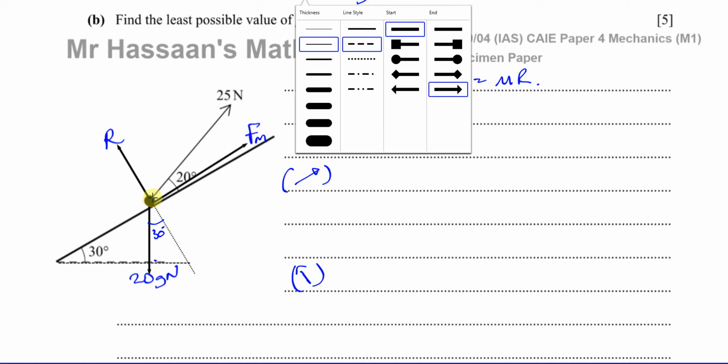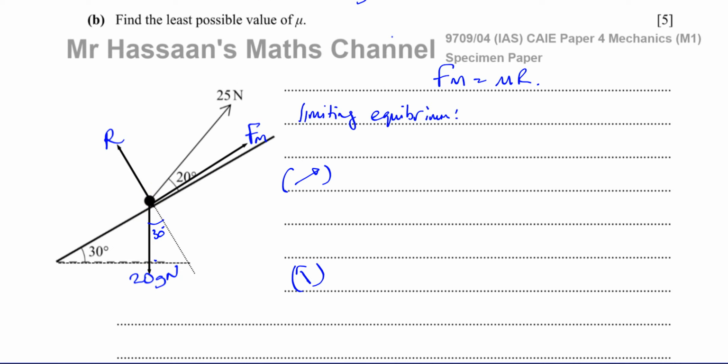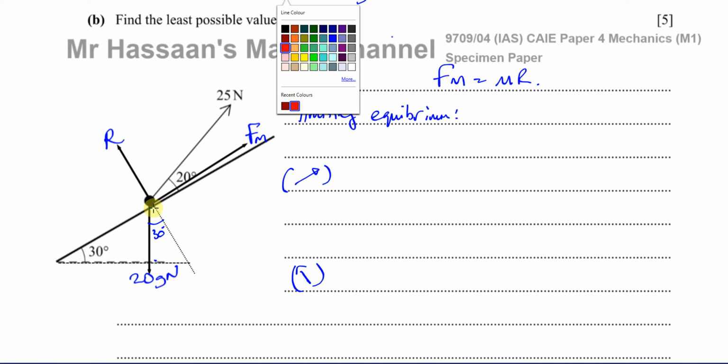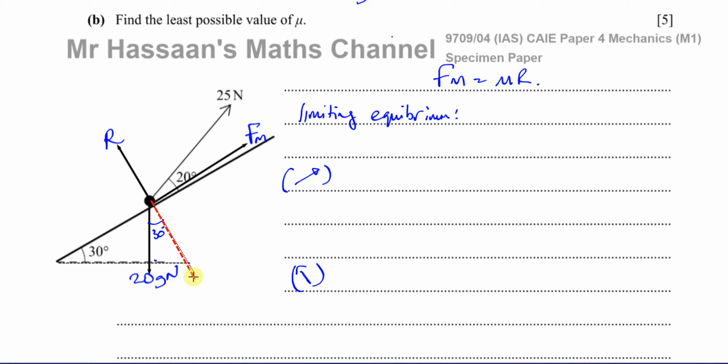If we take, for example, the weight, if we resolve this perpendicular to the plane, you're going to have this 20g newtons going into the angle we're given. It's like we're finding the adjacent side. So this is going to be 20g cosine 30. Use cosine when you go into the angle.